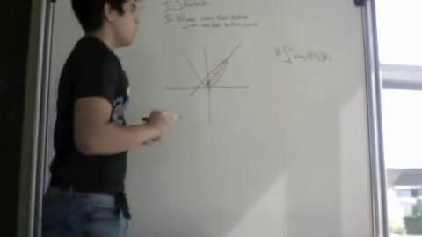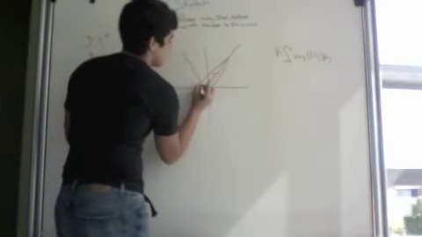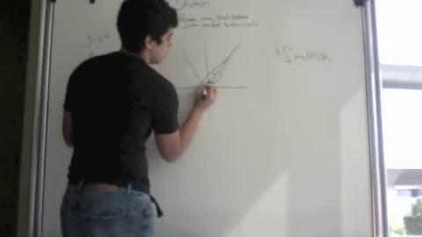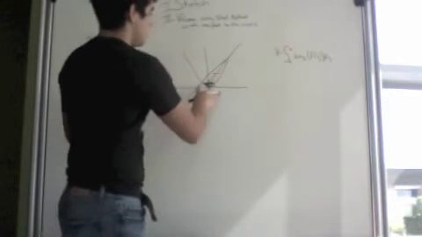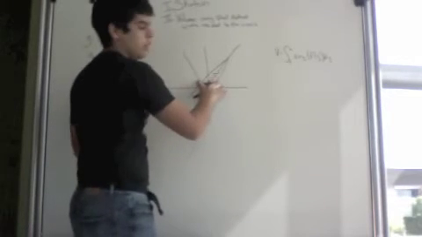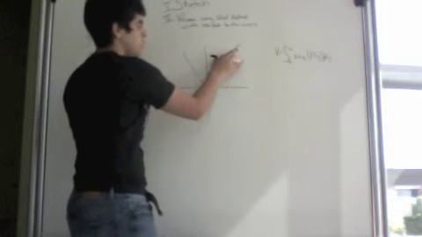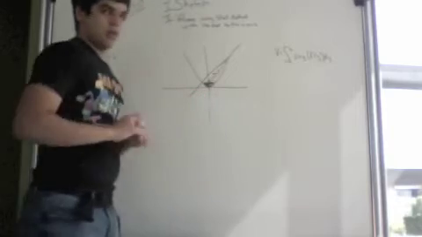Since it's with respect to the x-axis, we can see that this area right here will not be included when we find the integral of this area. So we have to find the integral from here to here and the integral from here to here.